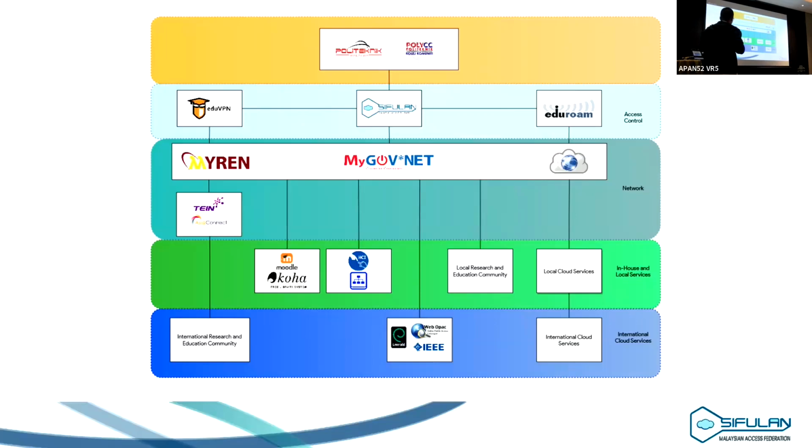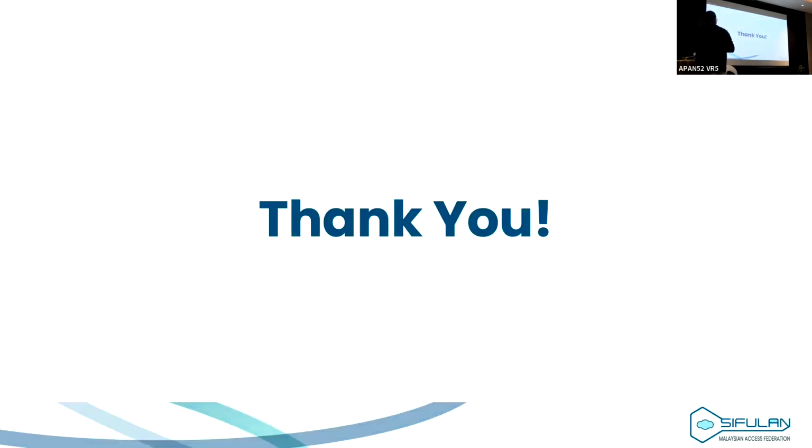From here you can connect to applications like the learning management system, Moodle, Koha, some network, local research. Sometimes MyREN also has federated services and also the library and so on. So this is the new architecture for polytechnic and community colleges after we add Sifulan, eduVPN, and eduroam into their infra. In fact, better than public university. All right, so thank you very much. That's the update from Malaysia.